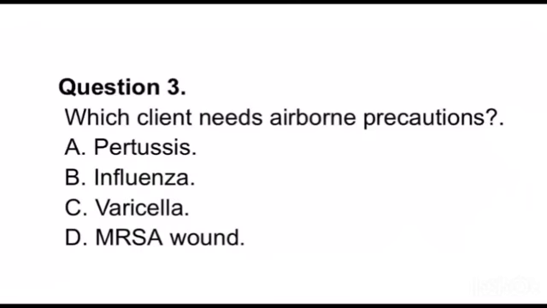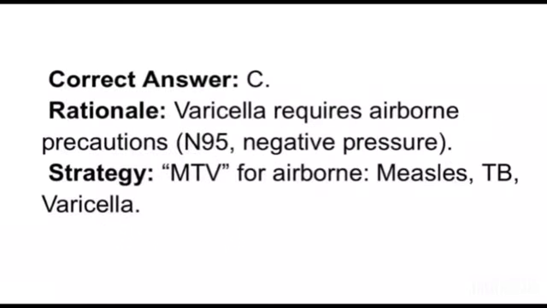Question 3. Which client needs airborne precautions? A. Pertussis. B. Influenza. C. Varicella. D. MRSA wound. The correct answer is C. Rationale. Varicella requires airborne precautions, N95, negative pressure. Strategy. MTV for airborne: measles, TB, varicella.